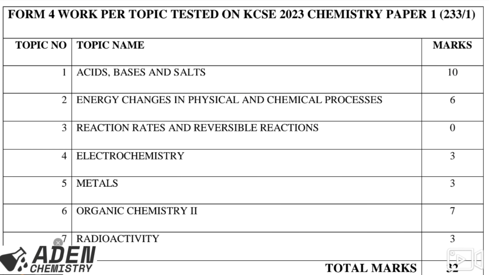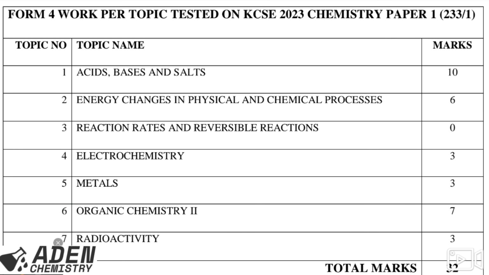So we move to topic 5. It is the chemistry of metals. It had 3 marks, and these 3 marks were for the chemistry of zinc metal. So zinc was tested in KCSE 2023 Chemistry Paper 1. So you have to know the other metals.